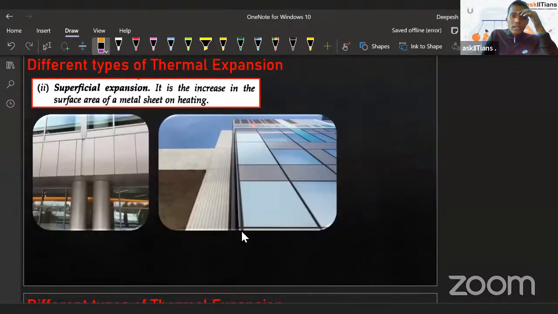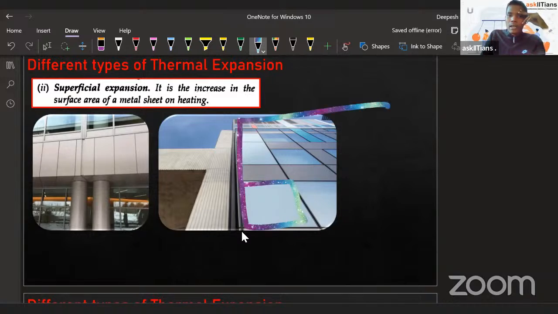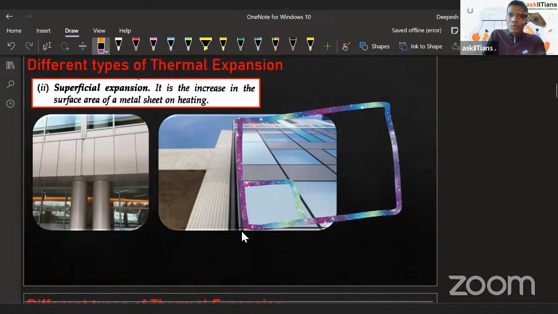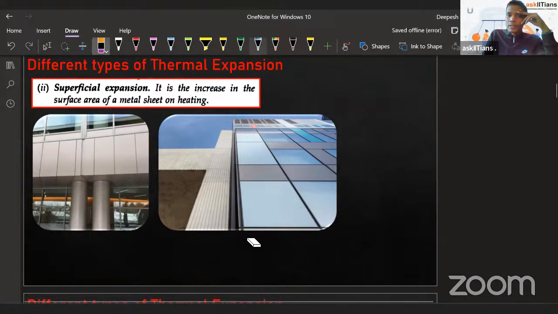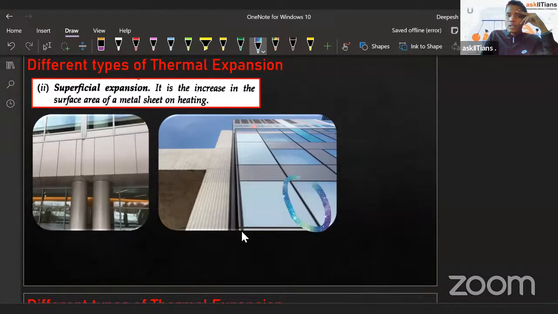Next is a superficial expansion. The area, or what we can say, that whenever the area of a body expands, that is superficial or areal expansion. That's why you will see that when we actually install glass, why is it not a single glass all the way? Why are you making so many glasses and then adjusting them? Because it will expand, and when it will expand, you need to leave some small gaps so that it is not cracking down all the way.